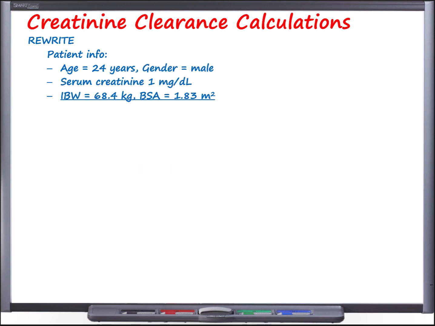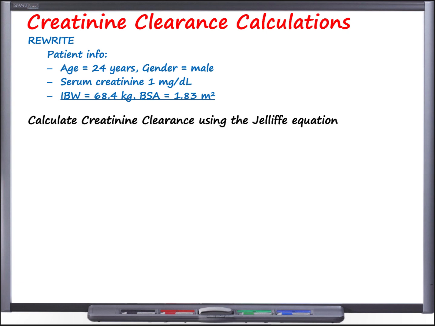So I've rewritten the information here, including the ideal body weight and the body surface area that we just calculated. So now what we can do is calculate the creatinine clearance using the Gillespie equation. A little bit of background for the Gillespie equation: it is still commonly used, but it's really reserved for acute patients in acute hospital settings, if their serum creatinine values are changing frequently, sometimes during the day or from day to day, if their kidneys are actively changing their function, then the Gillespie equation is actually very valuable.